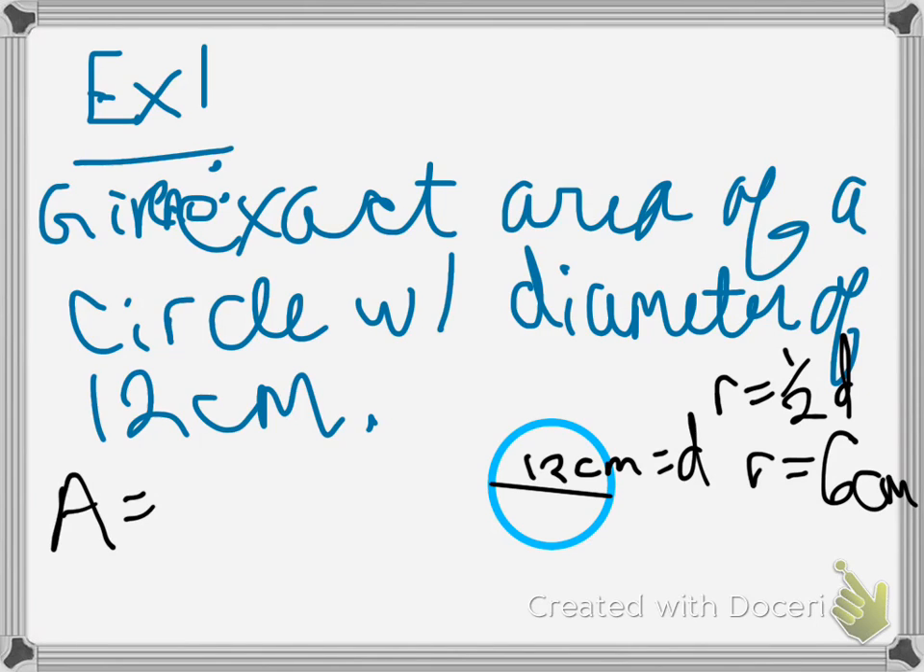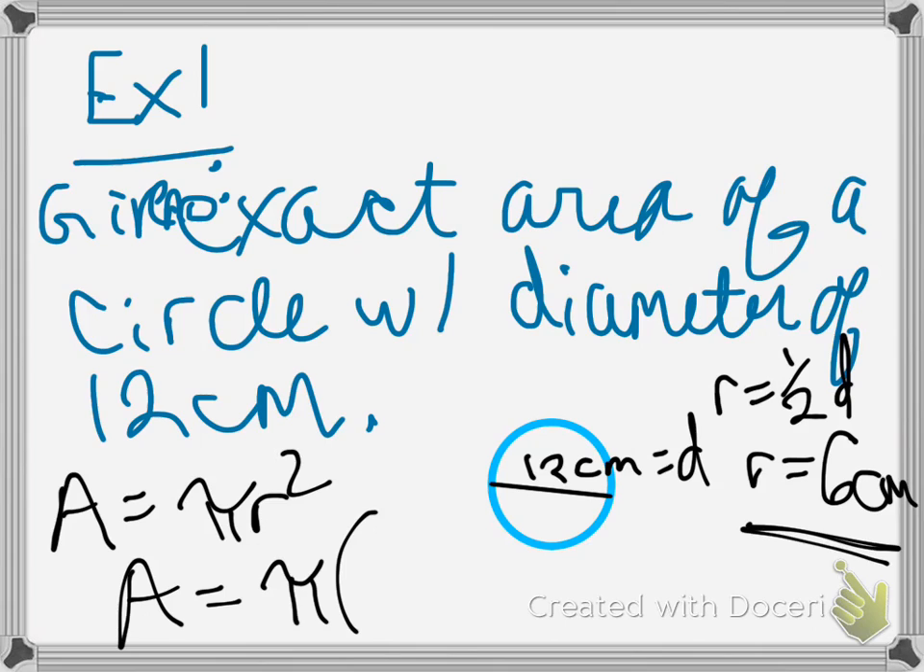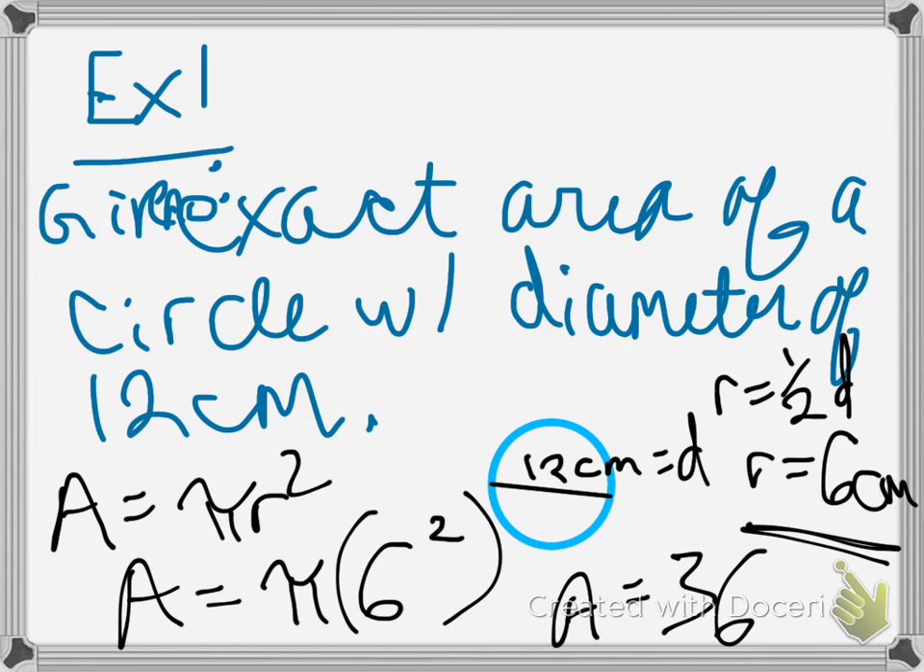All right, so the area formula equals pi r squared. So I'm going to plug in what I know. I know area equals pi times the radius I just found. So pi times 6 squared. So area equals 36 pi centimeters squared. We have to remember our units still. This right here is your final answer because it says to find an exact area, so we leave it in terms of pi.